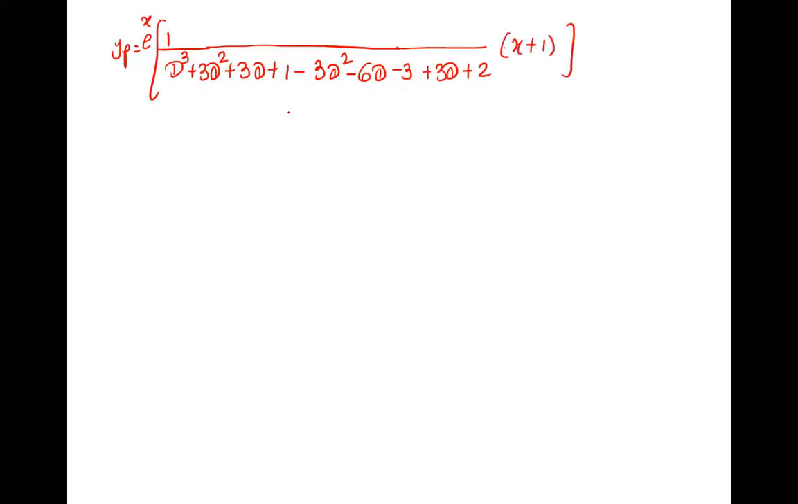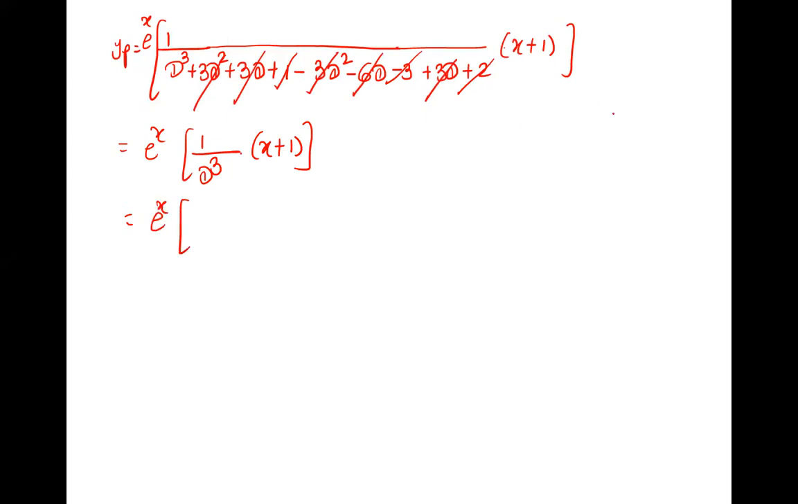Correct. So now check: 3d square cancels. 3d plus 3d is 6d, minus 6d also cancels. And 1 minus 3 minus 2 plus 2 also cancels. So what remained is just 1 upon d cube. Correct? So 1 upon d cube is what? Triple integration. Correct.